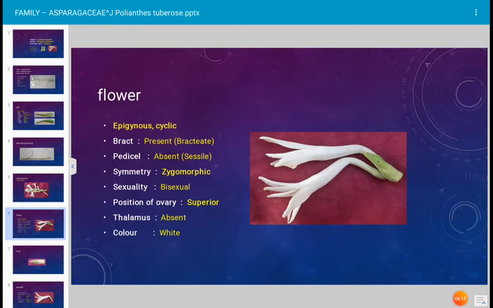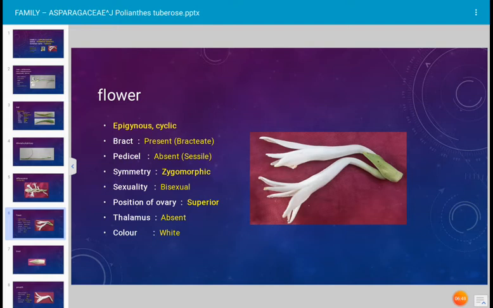Flower is bracteate. And pedicel is absent, hence the flower is sessile. Symmetry of the flower, whether the flower is symmetrical or non-symmetrical. Non-symmetrical flower is described as zygomorphic, and in tuberose, Polianthes tuberosa, the flower is zygomorphic. Flower is bisexual because in the flower, androecium as well as gynoecium is present.